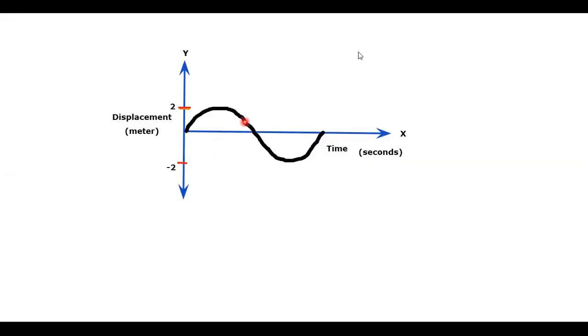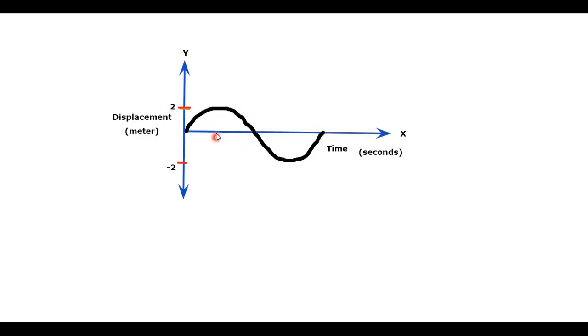Now students, see the diagram given in front of you. I have drawn a graph between displacement and time, where time is drawn along the horizontal x-axis and is measured in seconds, while displacement is drawn along the vertical y-axis and is measured in meters. Now students, this is a wave. The wave shown in black color is a wave. And this blue line is the mean position of the wave.